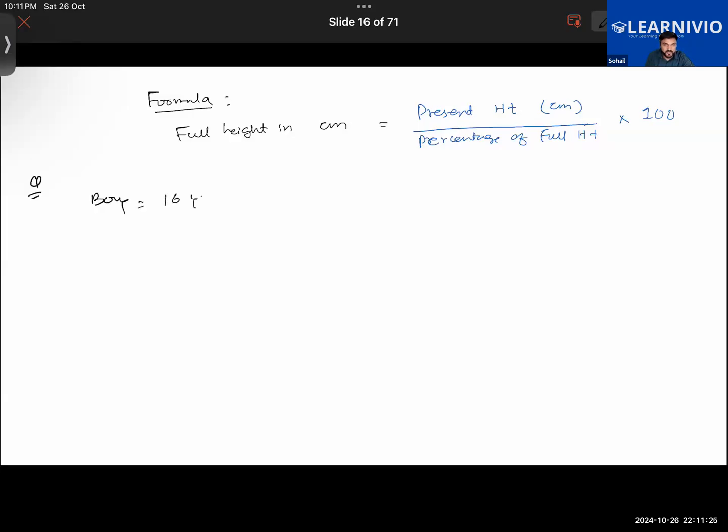Suppose the question is that there's a boy and the age of that boy is 16 years right now. And suppose the present height in centimeter is 145 centimeter. So you have to calculate the full height of the boy. I didn't provide the chart to you, I have sent it right now.